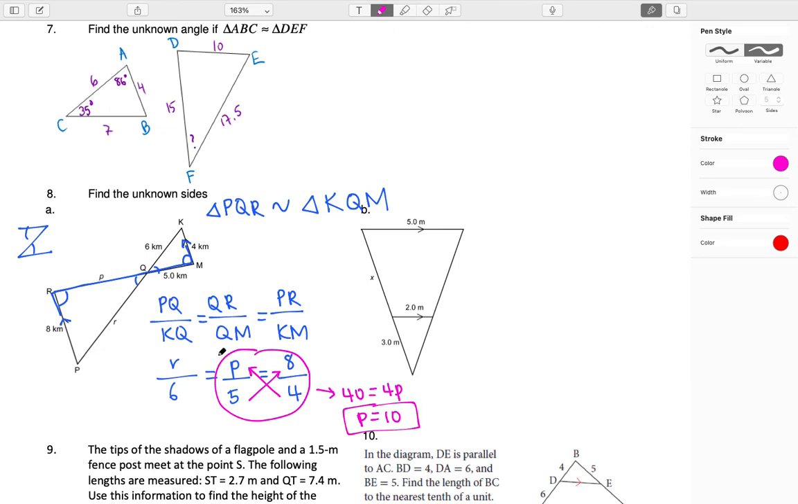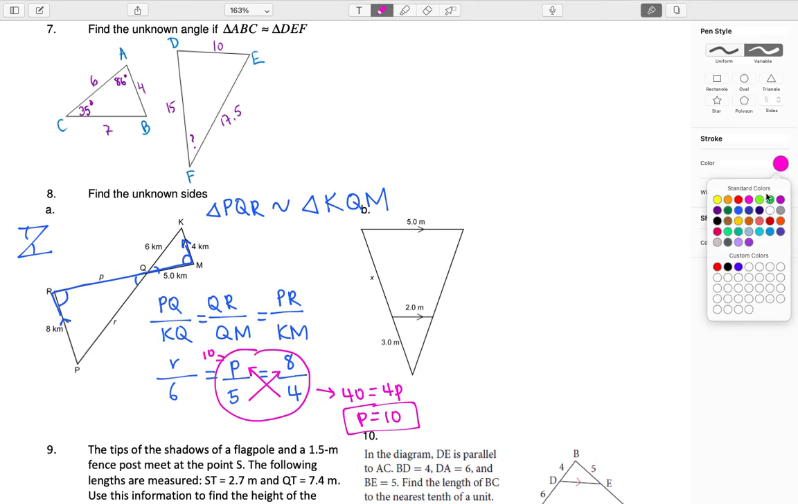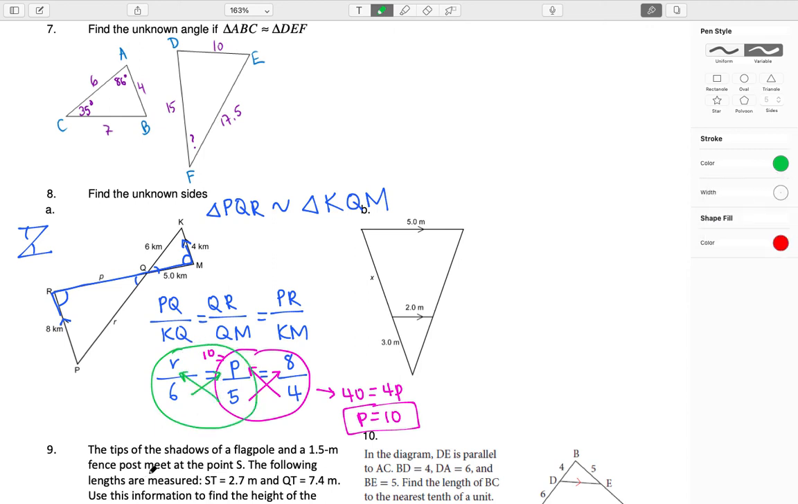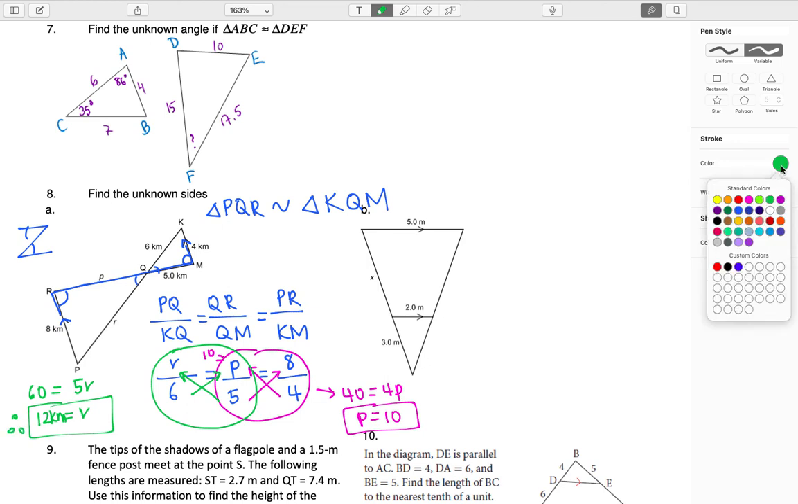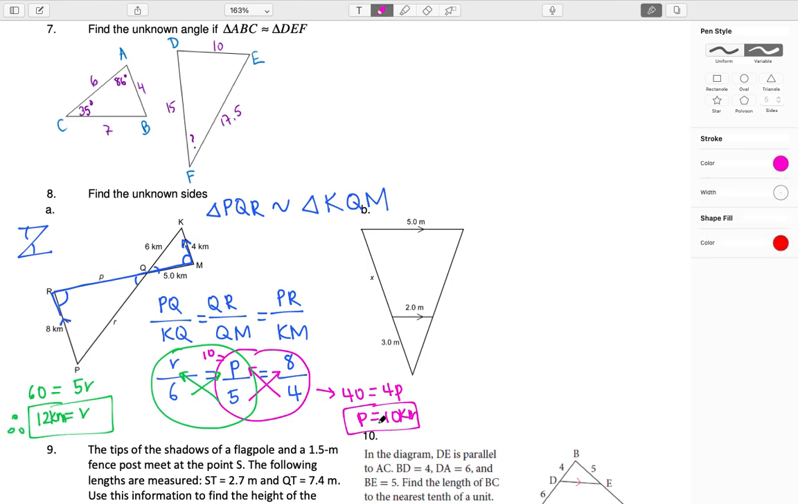So now that we know what P is, which is 10, now we can use the first two to cross multiply. So it will be 6 times 10, which is 60. 5 times R, which is 5R. And we're going to divide both sides by 5. So R is equal to 60 divided by 5, which is 12. So R will be 12 kilometers. And P will be 10 kilometers. And that's your final answer. Okay, good.